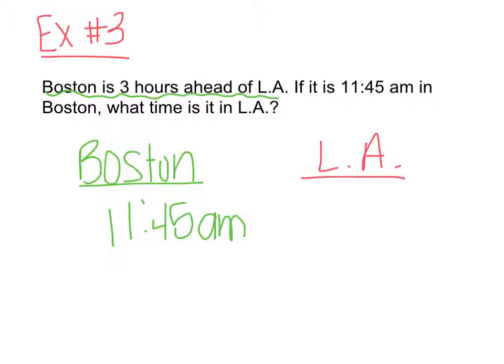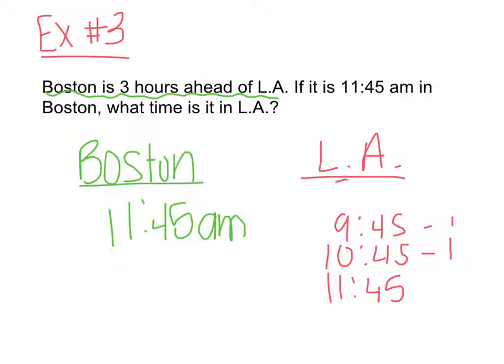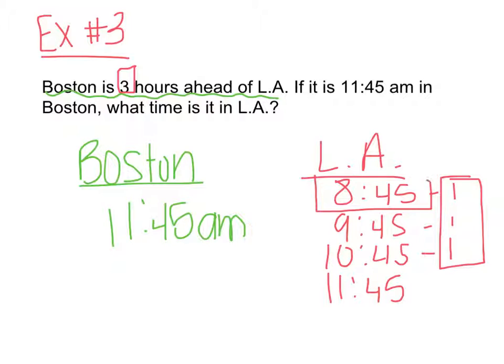So if we have 11:45, we count back an hour, it would be 10:45. Count back another hour would be 9:45. And count back one more hour, it would be 8:45. And that would give us our 3-hour difference. So it would be 8:45 in LA.